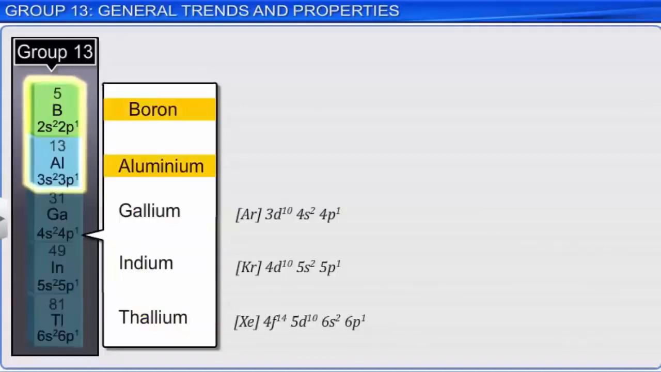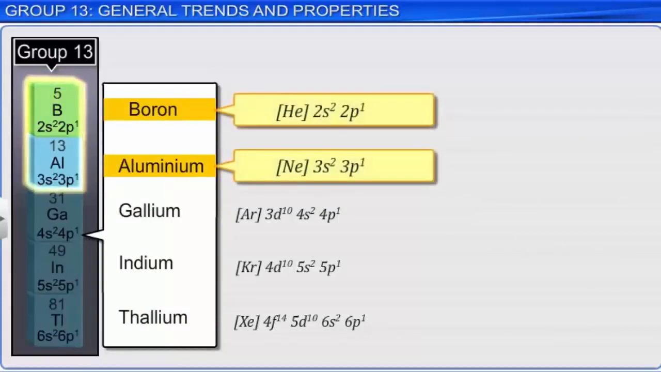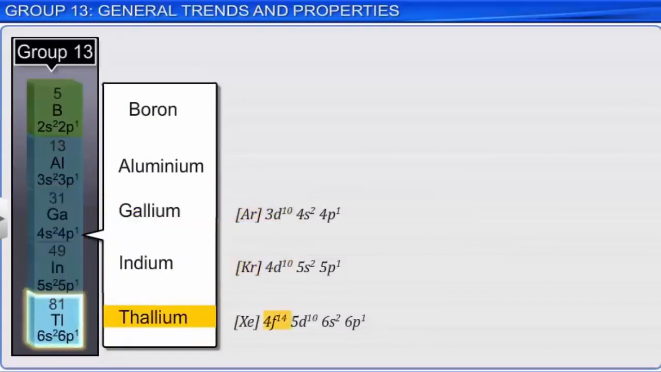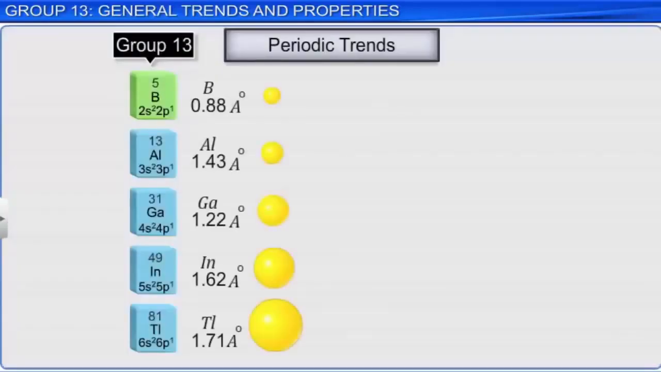While boron and aluminium have core configurations identical to the nearest noble gases, as we saw just now, gallium and indium have 10d electrons in addition to the noble gas core. Thallium has 14f electrons plus 10d electrons in addition to the noble gas core. In general, atomic radius increases down a column. However, this trend is not uniform.